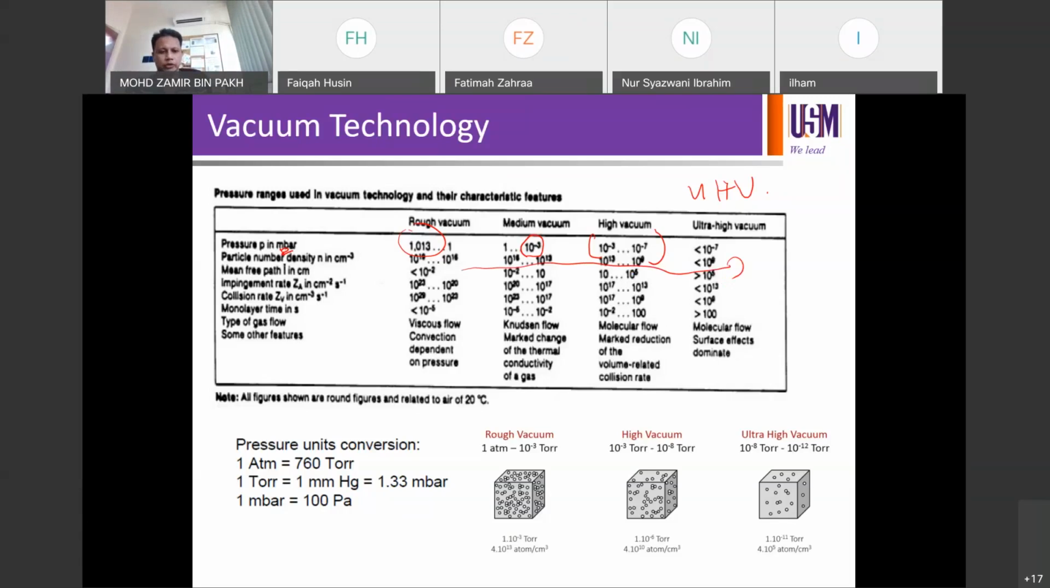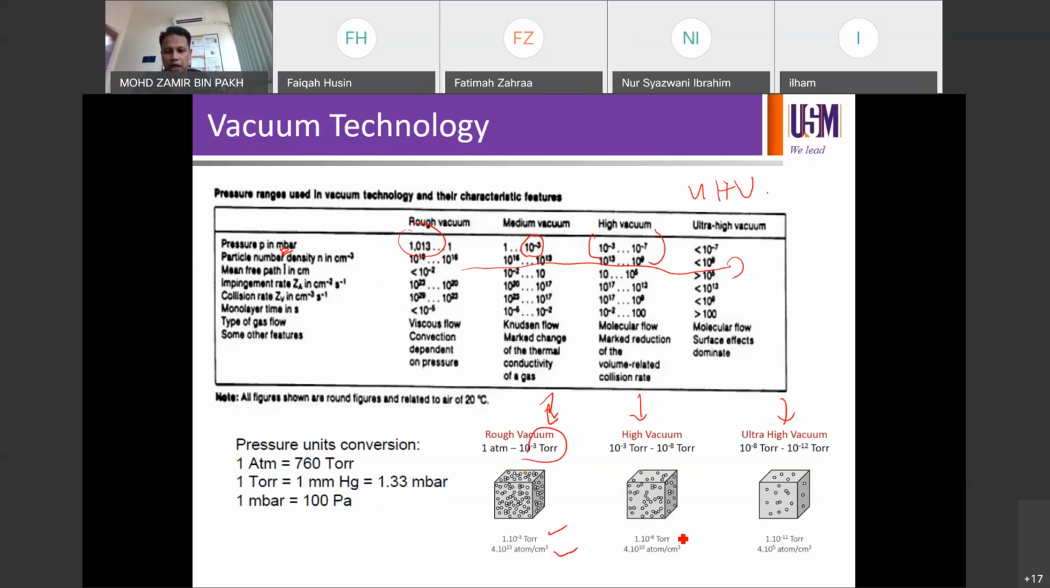So 1 ATM is equal to 760 torr, right? This is another unit to put it. You can also see the illustration down here, of what the rough vacuum, high vacuum, and the UHV look like. So if we're talking, for example, 10^-3, then you have a pressure of this much and this number of particles per unit centimeter cube, right?